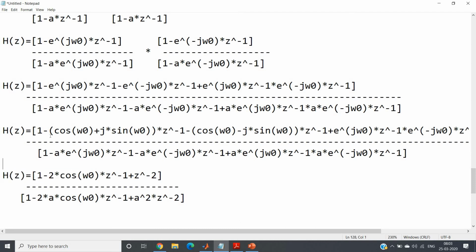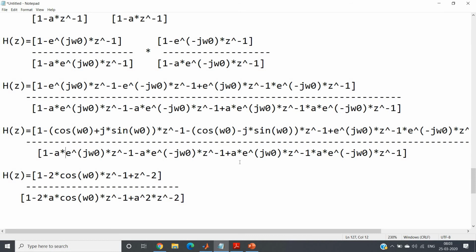Similarly same goes for denominator, just one extra constant term a will be multiplied. So H of z is equal to 1 minus 2 cos omega naught into z to the power minus 1 plus z to the power minus 2 by 1 minus 2 into a into cos omega naught multiplied by z to the power minus 1 plus a square into z to the power minus 2.